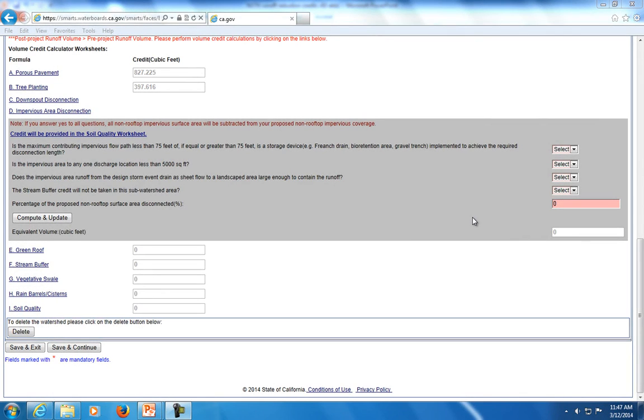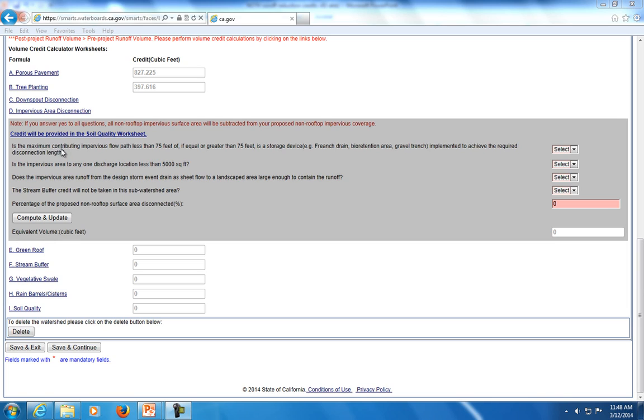Okay, so the next credit we're going to talk about is the impervious area disconnection credit. This is basically dealing with our non-rooftop impervious area, so things like parking lots and some of the walkways that we mentioned before that we identified. And so this credit, again, asks you a bunch of questions that, if you answer yes to them, you can take the credit. So we'll go through these one by one.